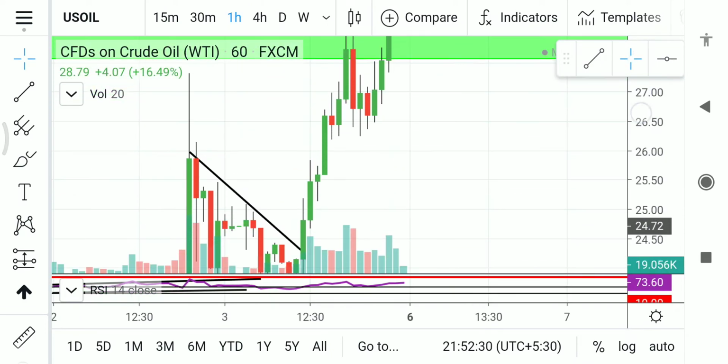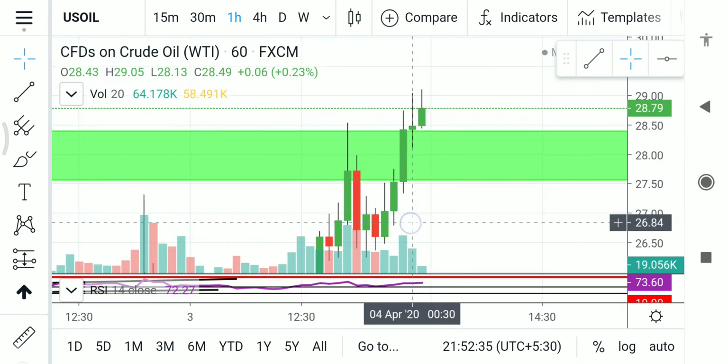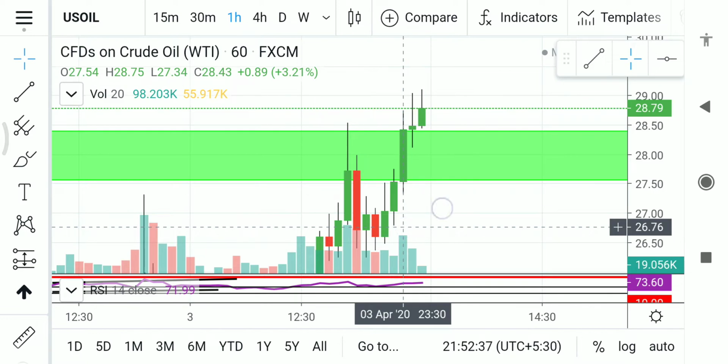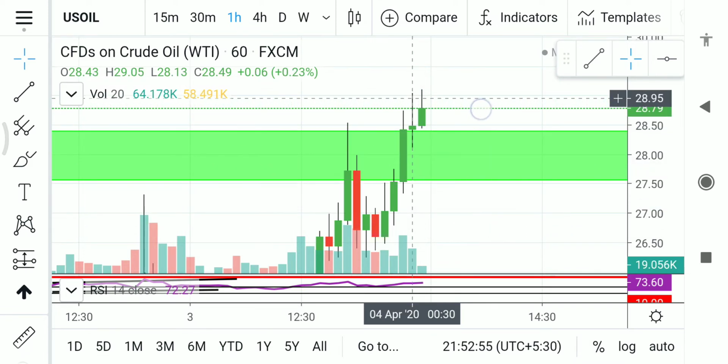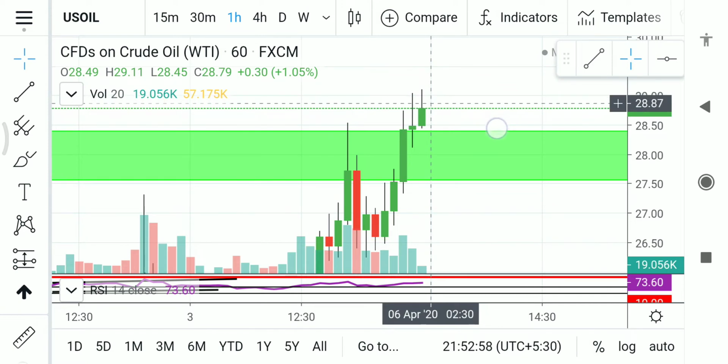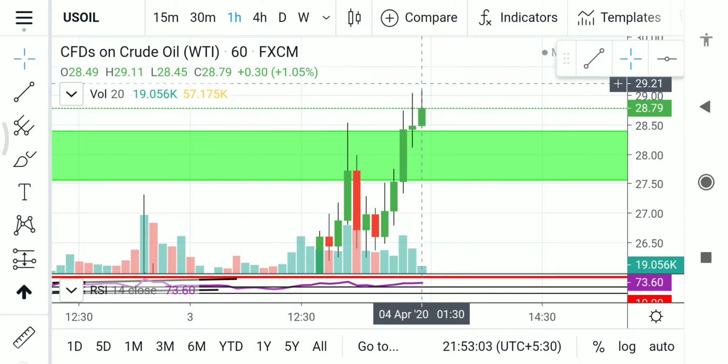On the 1-hour time frame, the volume is getting decreased. You can see at 23:30 on 3rd of April, the volume was somewhere near 98k. The next volume dropped to 64k, and the next one 19k. If volume keeps on dropping and you find rejection at higher levels, we can short it there by keeping the high of this level as stop, because the higher highs are not sustaining and volume is not supporting them.